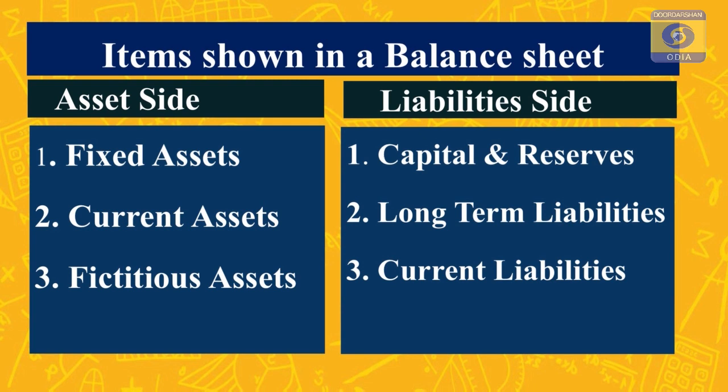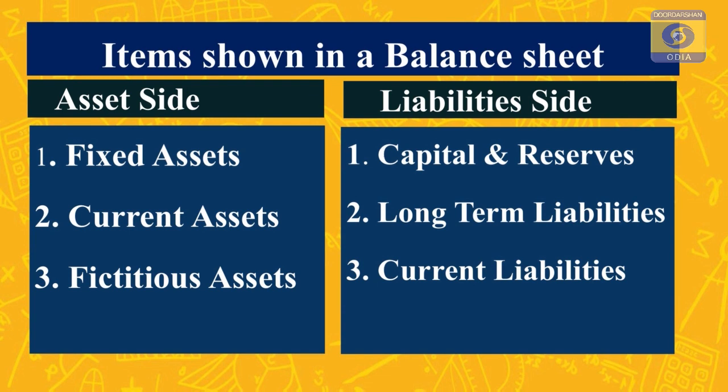Fixed assets. Now the assets which are acquired for long-term use and are not intended for sale, those are fixed assets like land and building, furniture and fixtures, etc. Coming to current assets, those are assets which can be converted into cash very quickly, that is within 1 year. They are like your cash, debtors, inventory, that is the closing stock, bills receivable, all of these will fall under current assets. The third one is fictitious assets.